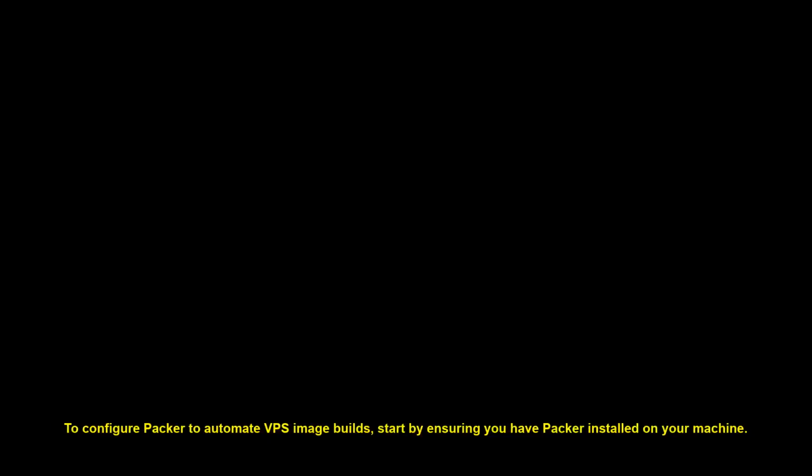To configure Packer to automate VPS image builds, start by ensuring you have Packer installed on your machine. Visit the official Packer website to download the latest version. Once downloaded, follow the installation instructions specific to your operating system. After installation, verify that Packer is installed correctly by opening your terminal and typing packer version.